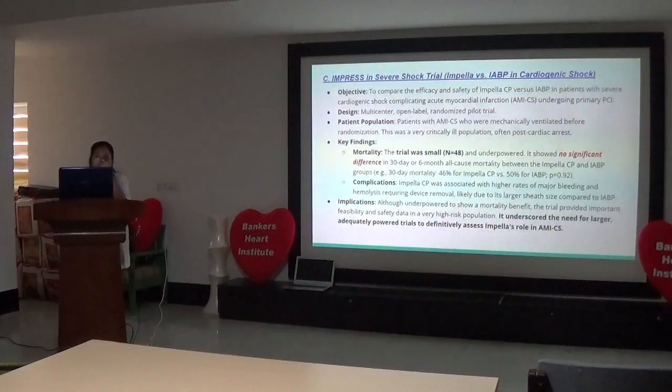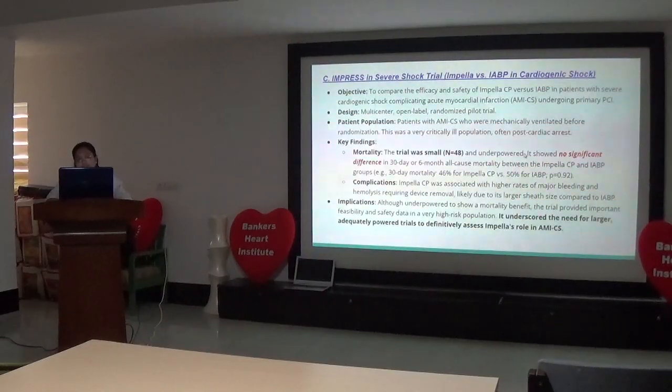Third was the use in cardiogenic shock, the IMPRESS in Severe Shock trial, to compare the efficacy and safety of Impella CP versus IABP in patients with severe cardiogenic shock complicating acute MI who were undergoing PCI. It was multicenter, open label. Patients with myocardial infarction with cardiogenic shock were mechanically ventilated before randomization, and the trial was very small, considering only 48 patients, and it was underpowered.